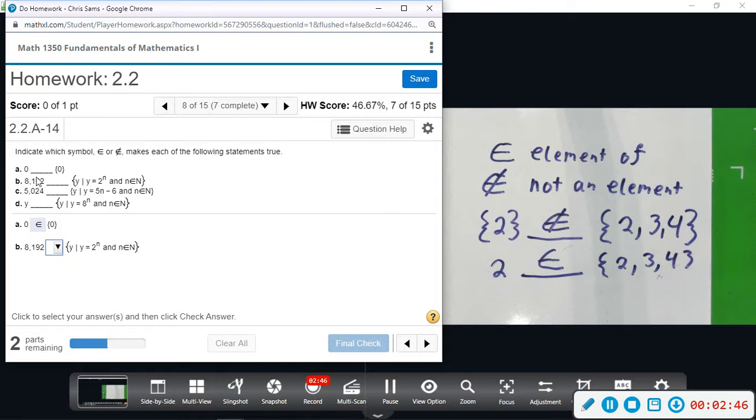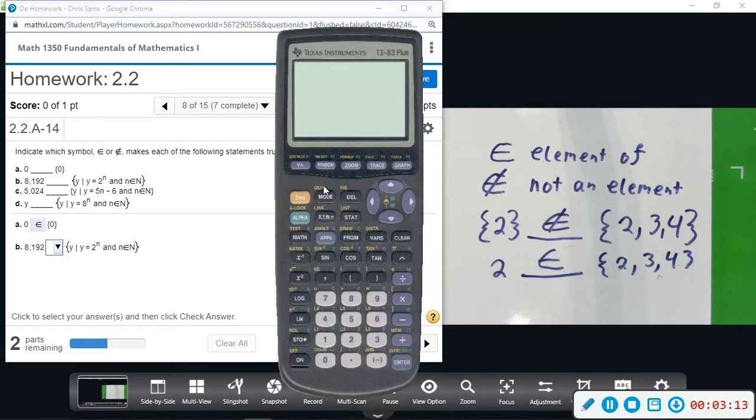All right, now we want to know, is this number 8,192 in this set? Okay, so it says we're doing the set of all y values, or just different numbers, where y is equal to 2 to the nth power, and n is a natural number. So we're going to use 1, 2, 3, 4, 5, etc. Okay, so on a previous example, I did make a table. Let me see if it's still here. Y equal. Okay, so we're going to do 2 to the n power, which the calculator inputs x. So 2 to the x power.